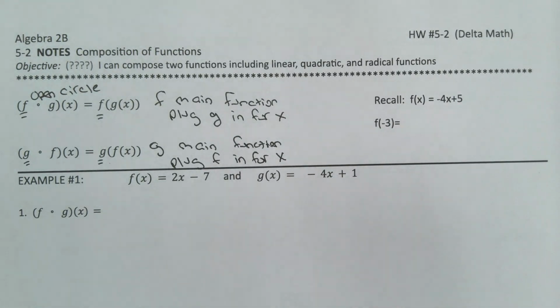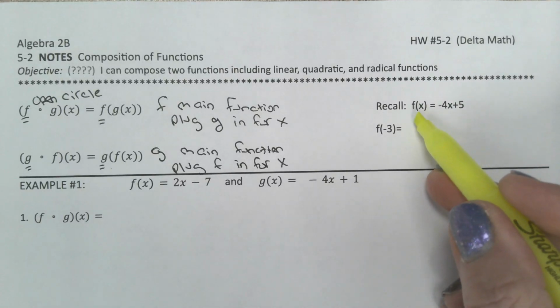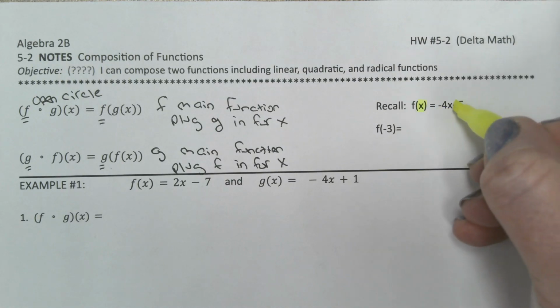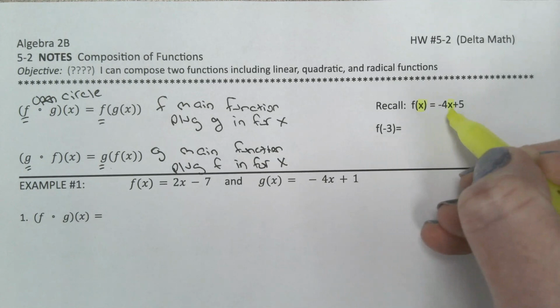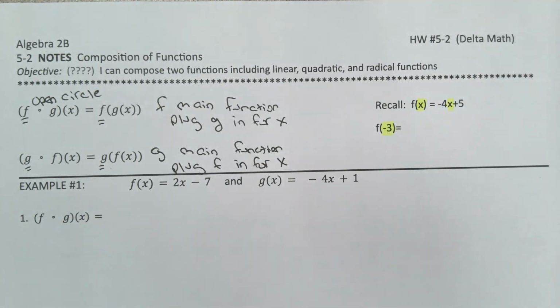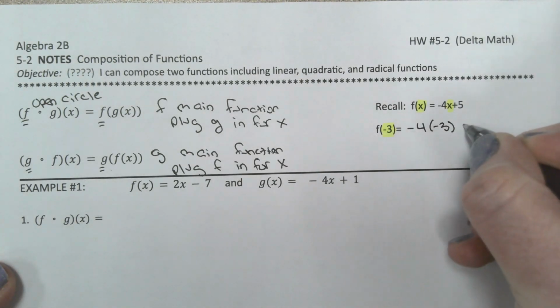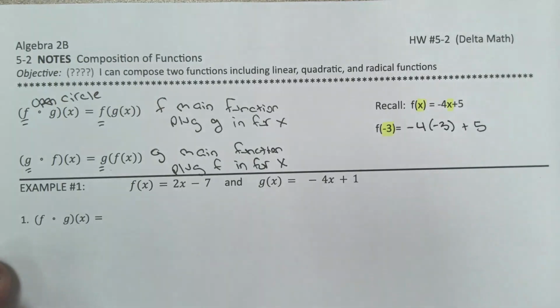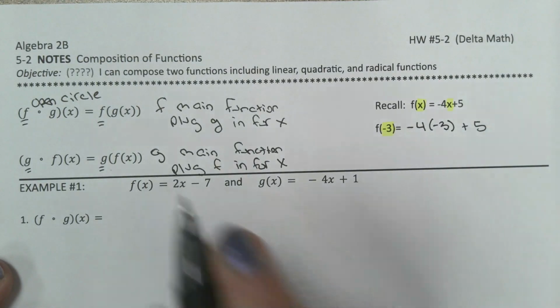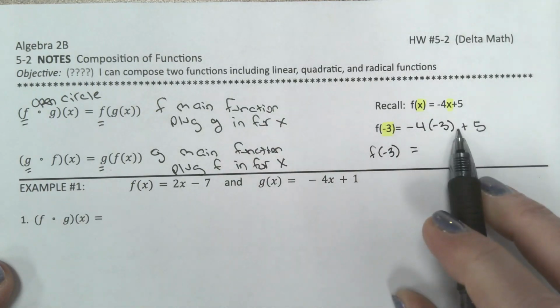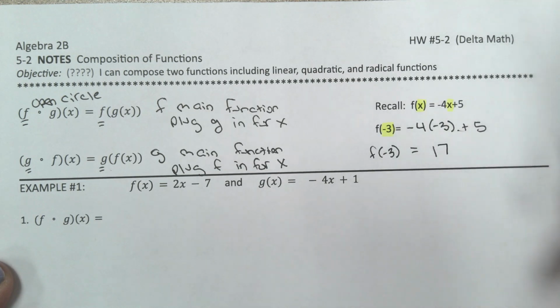We just did this the other day. Let's get our brains wrapped around this in an easier context. If I have f of x equals negative 4x plus 5, recall that whatever you have in x, that's what you're going to plug in. So if I have f of negative 3, I'm going to plug the negative 3 in for the x. This is the basis of what we're going to do when it's more complicated. F of negative 3 would be 12 plus 5, which equals 17.